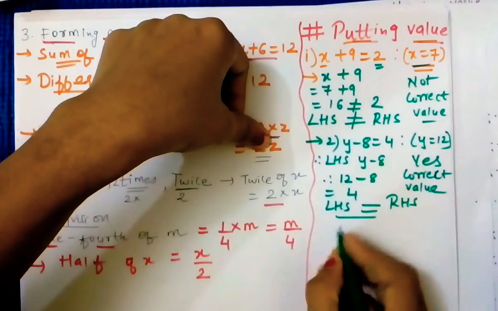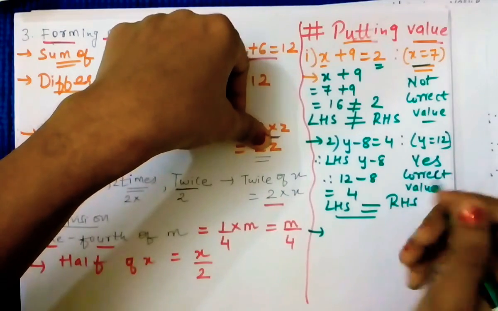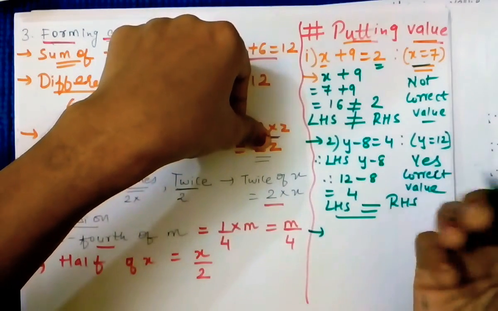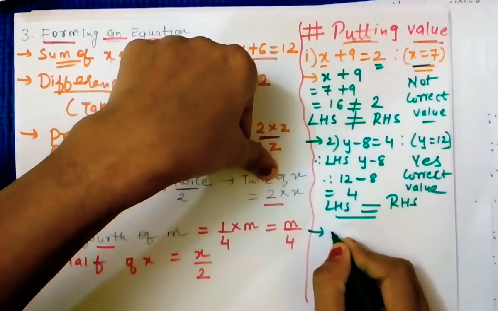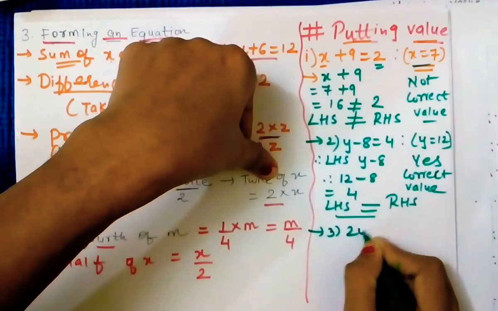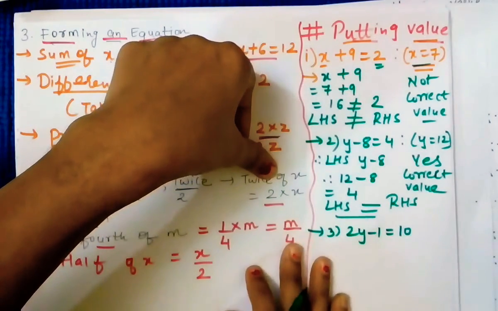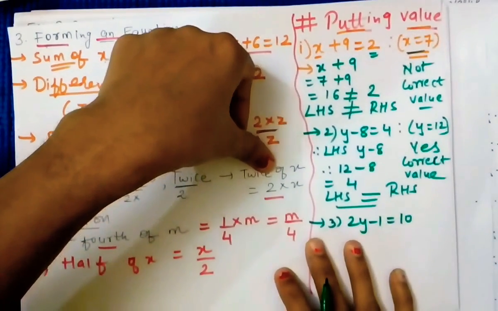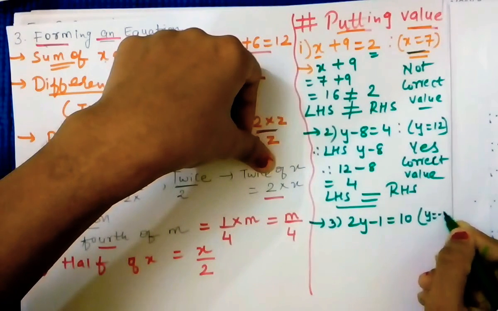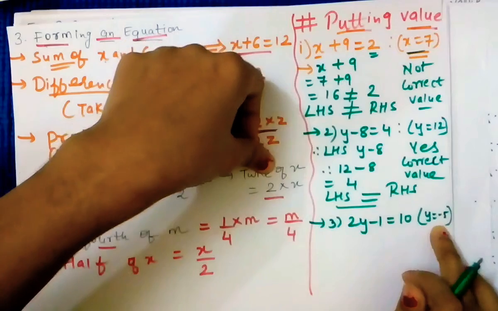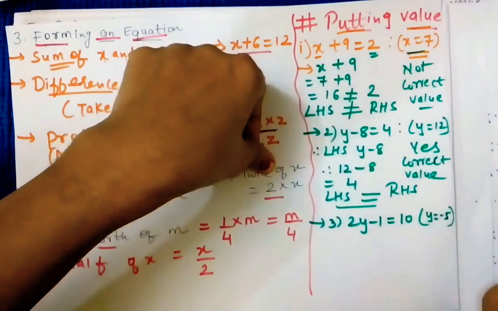Now let us take one more example. Sometimes the values are given negative. In that case you have to keep the negative value and check it. Suppose I am taking 2y minus 1 equal to 10, and suppose the value of y is given to us as minus 5. So what will we keep in place of y? We will keep minus 5.